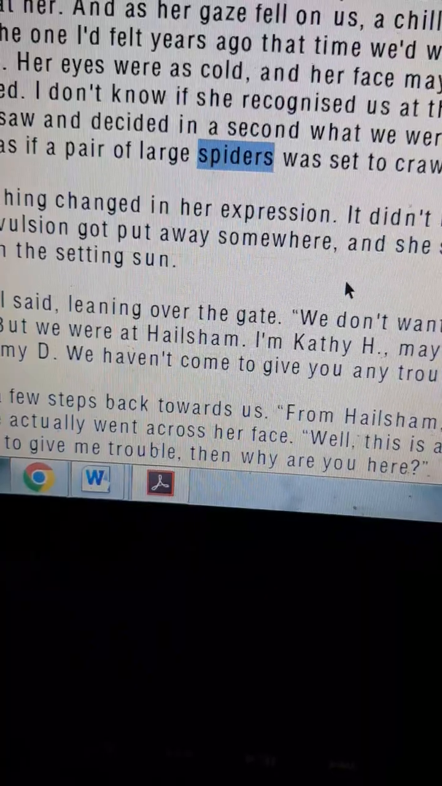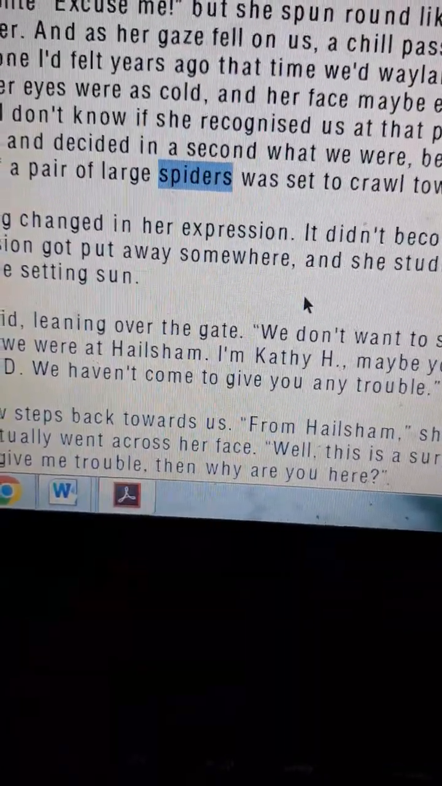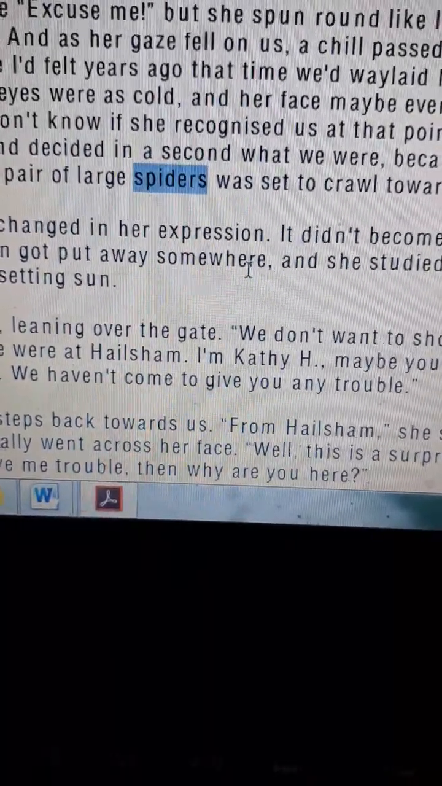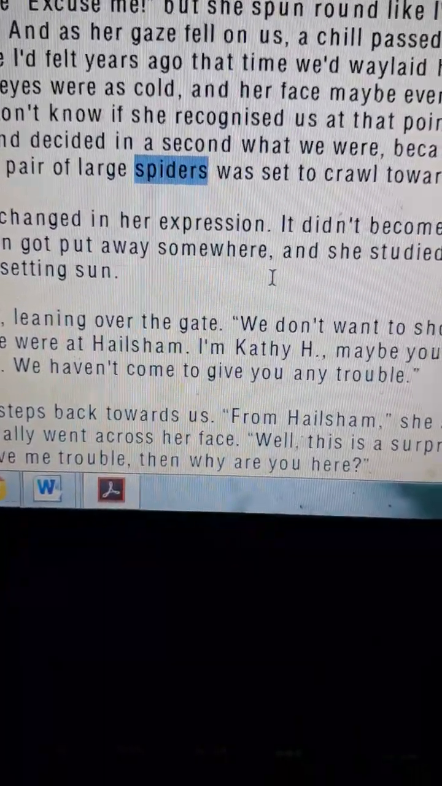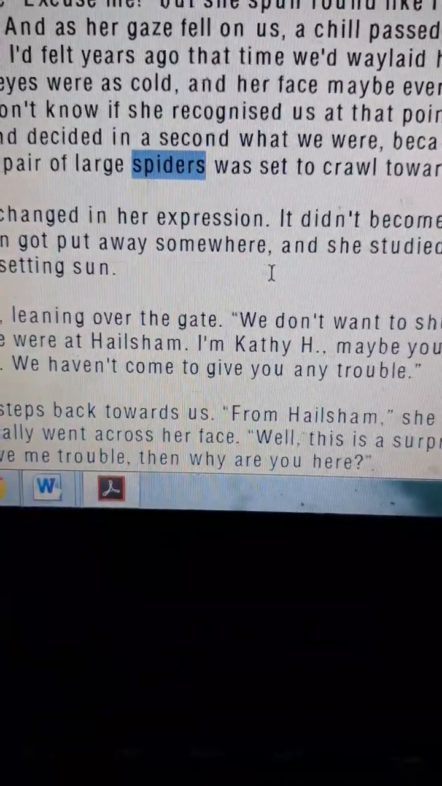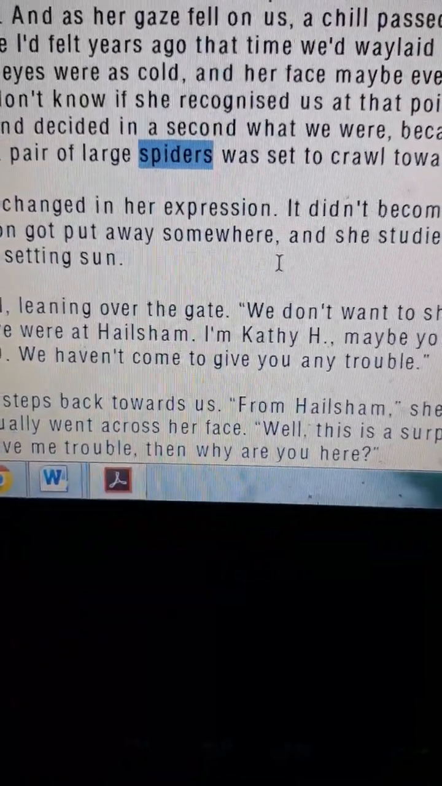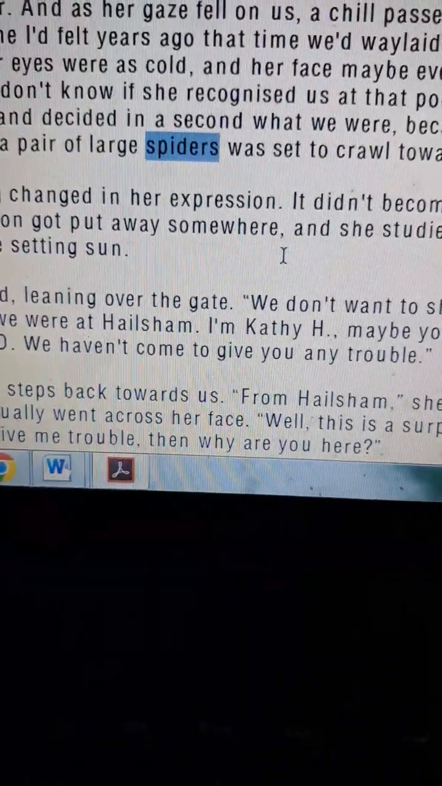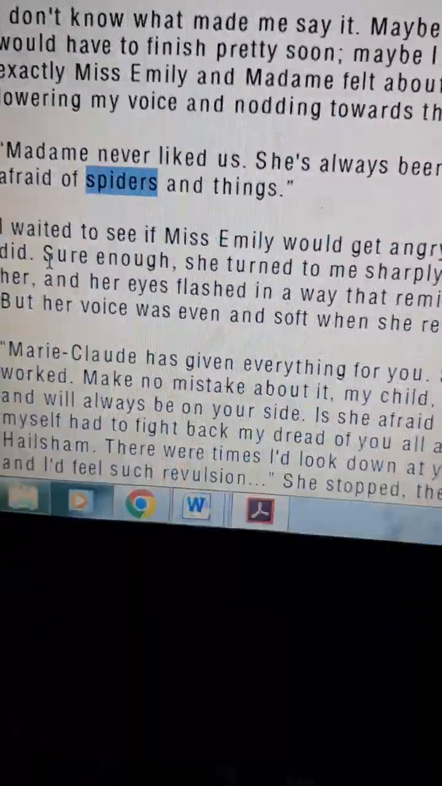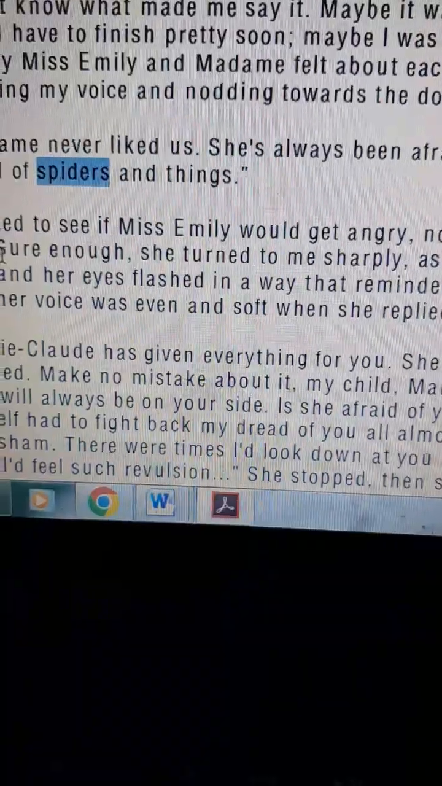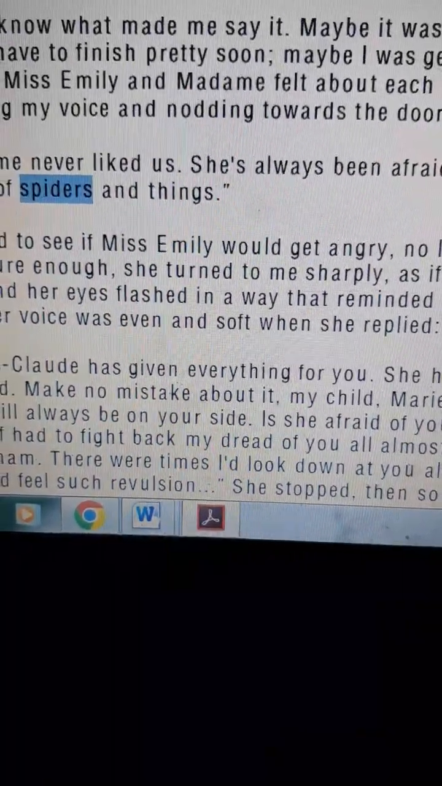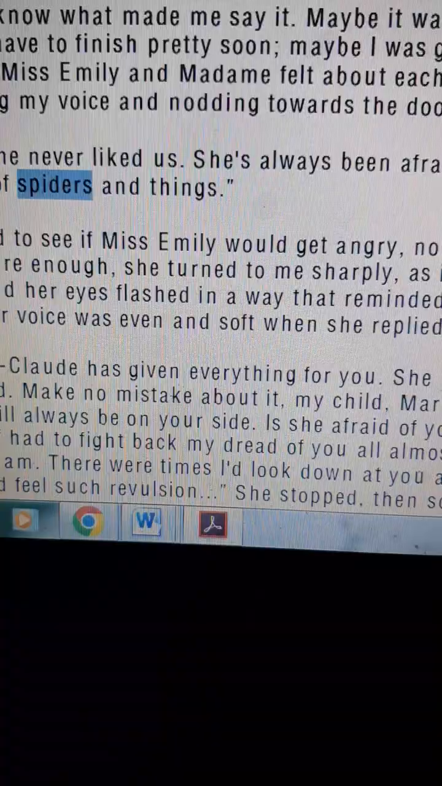And her face may be even more severe than I remember. I don't know if she recognized us at that point, but without doubt she saw and decided in a second what we were, because you could see her stiffen as if a pair of large spiders was set to crawl toward her. Madame never liked us. She's always been afraid of us in the way people are afraid of spiders and things.